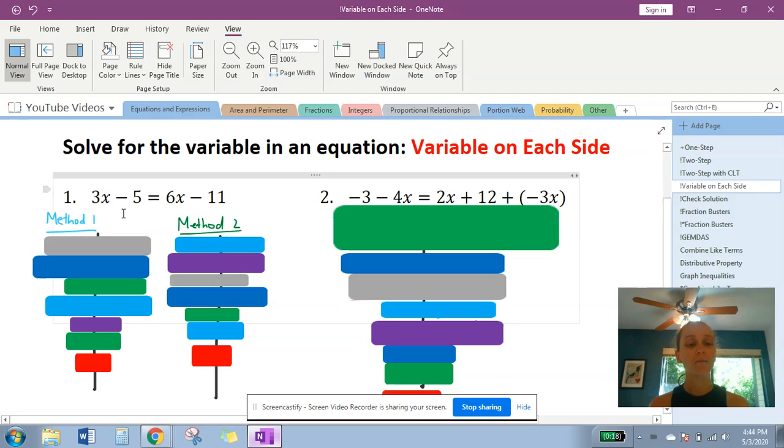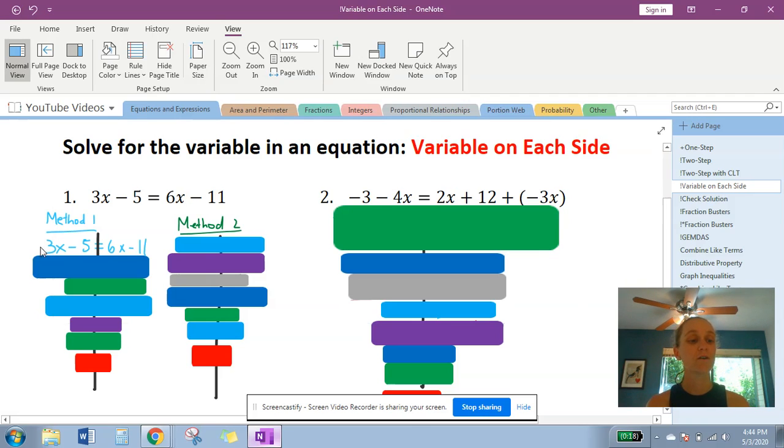Alright, so for number one, I'm going to do this problem two different ways just to show you that it doesn't matter which variable you move first. So looking at the first method, I usually try to move the x that's smaller because then when I subtract it to the other side, I'm not going to end up with a negative x left over. So here, because 3x is smaller than 6x, I'm going to try to move it to the other side.